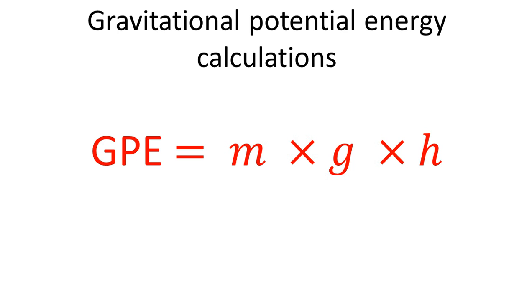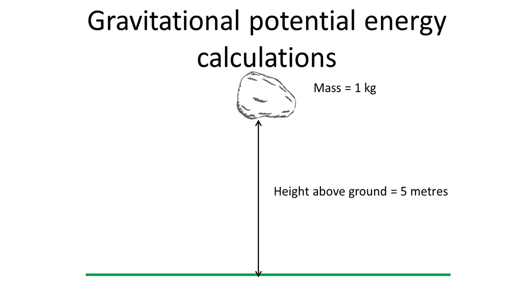Okay, we're going to learn now how to use the formula for gravitational potential energy, which is GPE, that stands for gravitational potential energy, equals M, which is the mass in kilograms, times G, which is a constant that we'll learn about in a minute, times H, which is the height above the ground or whatever other surface we're measuring against in meters.